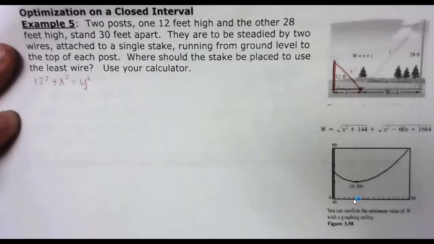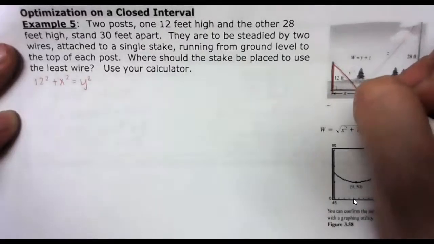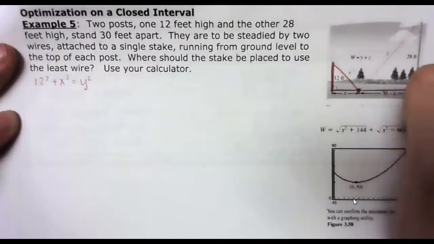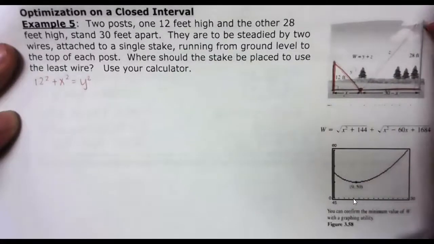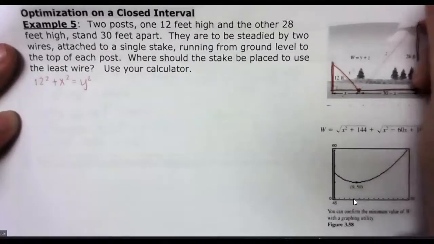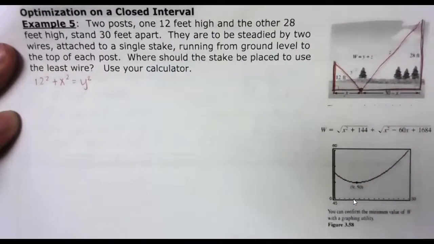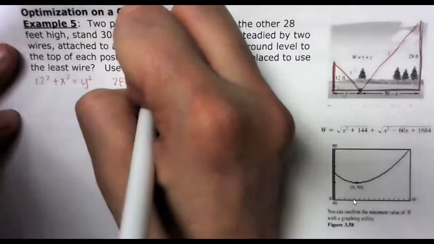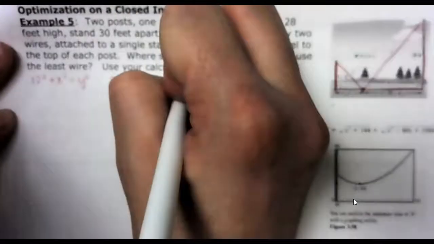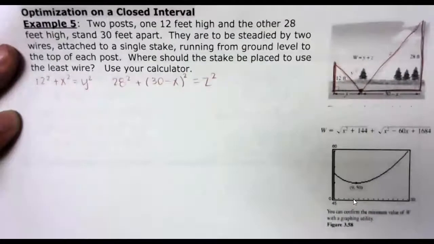And then triangle number 2 is over here. Its base would be the leftover ground length, so 30 minus X. Since this is X, this would be 30 minus X. Pole height of 28. And then we'll call the wire length here Z. So that would be 28 squared plus (30 minus X) squared equals Z squared.